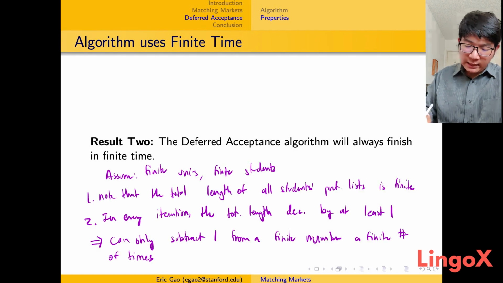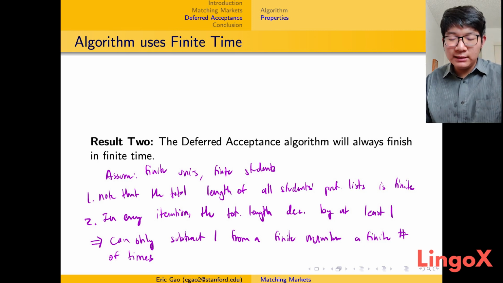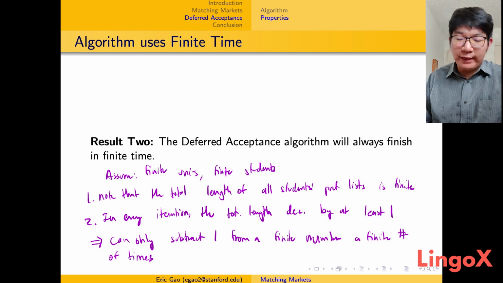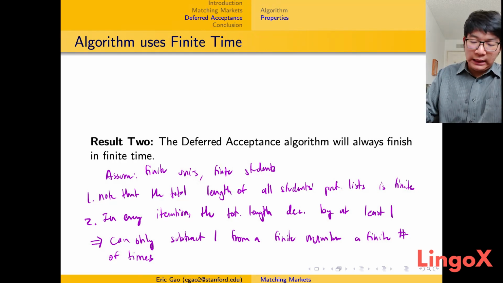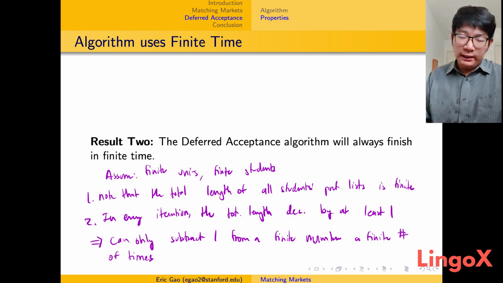So what I mean by that is, if we go back to this example, each student has a list of preferences, and if you take a look at all the preferences for all students, this will be finite. So for example, the total length of this will be 3 plus 3 plus 3 is 9. And 9 is clearly a finite number. So if we add up the length of each preference list for all students, we'll end up with a finite number.